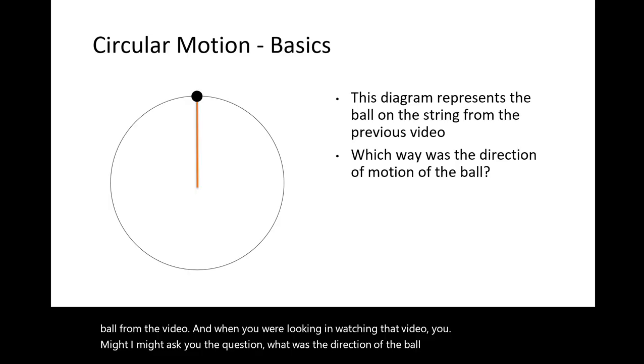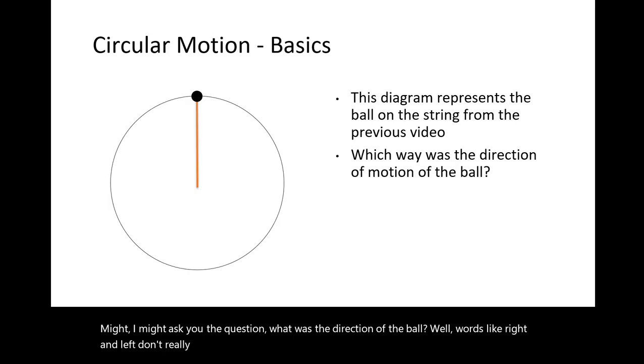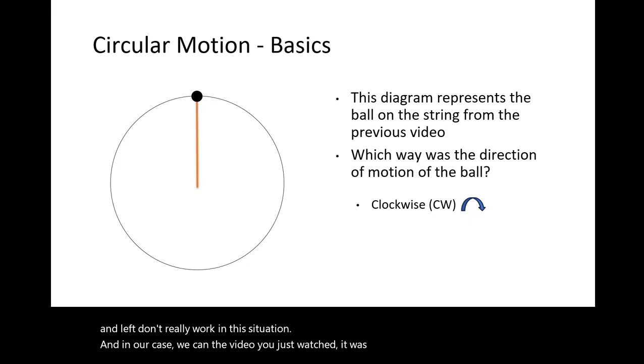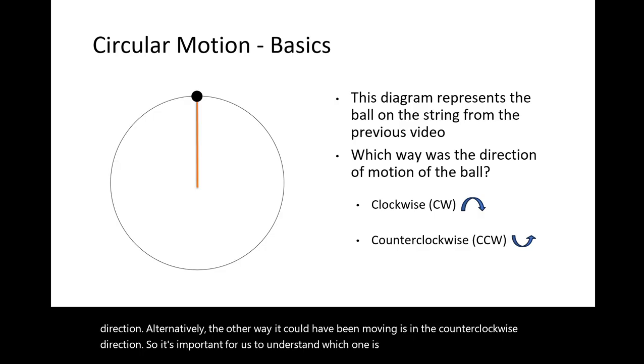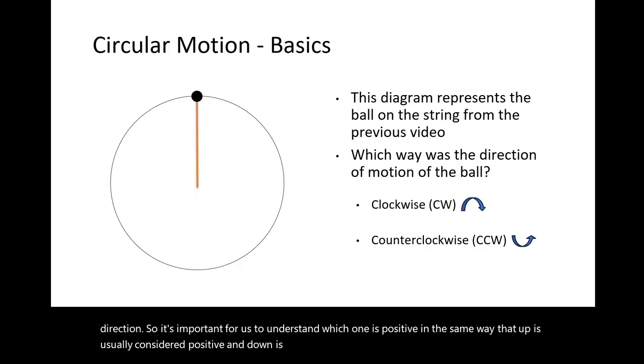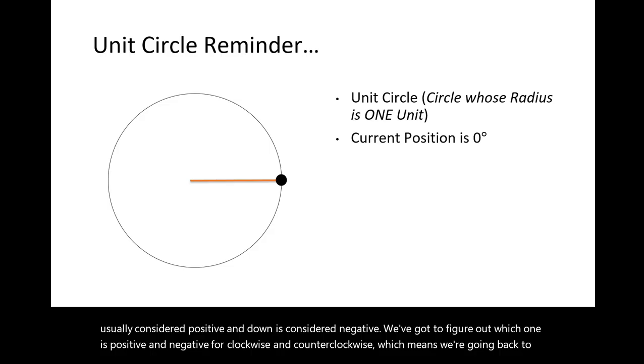Well, words like right and left don't really work in this situation. In our case, the video you just watched, it was definitely moving in the clockwise direction. Alternatively, the other way it could have been moving is in the counterclockwise direction. So it's important for us to understand which one is positive. In the same way that up is usually considered positive and down is considered negative, we've got to figure out which one is positive and negative for clockwise and counterclockwise, which means we're going back to everybody's favorite, the unit circle.